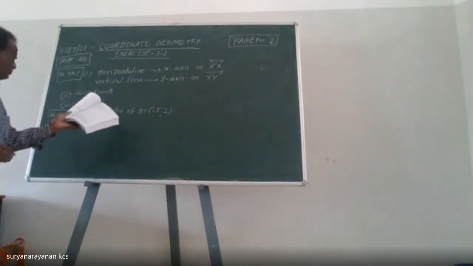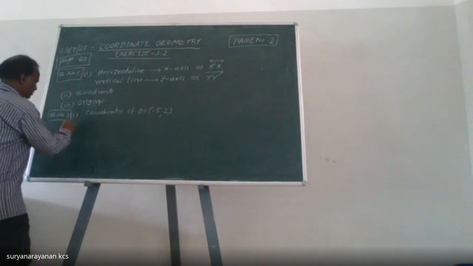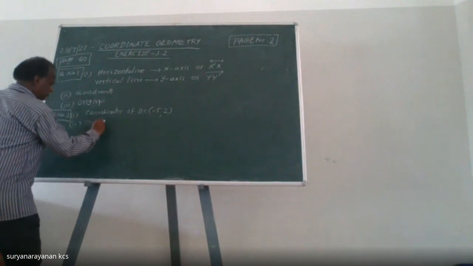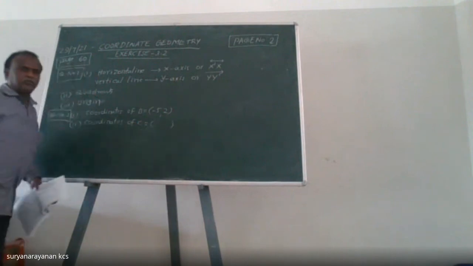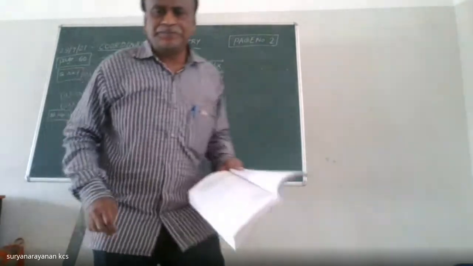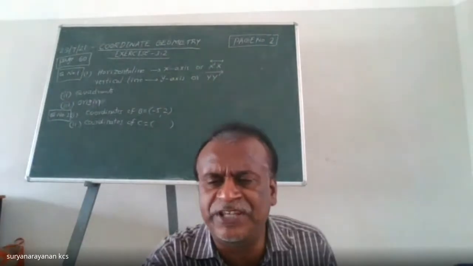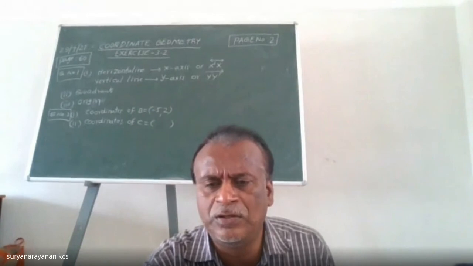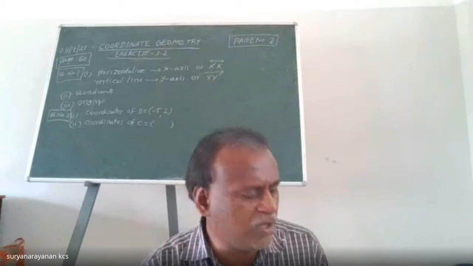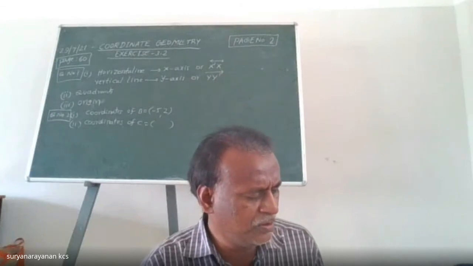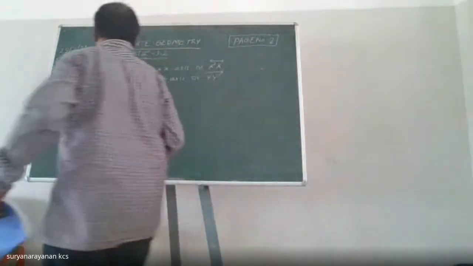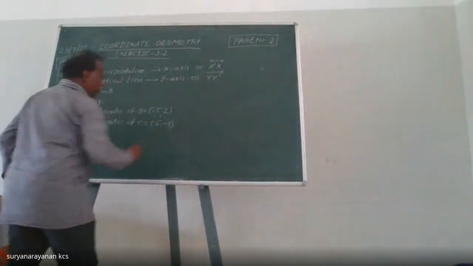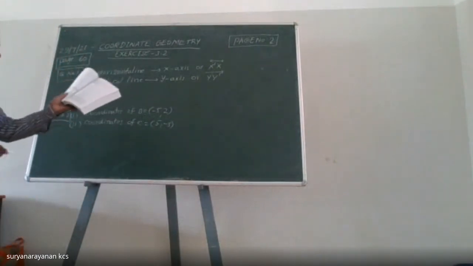Now come to the coordinates of C. What are the coordinates of point C? Sir, 5 comma minus 5. Very good. 5 comma minus 5. Now come to question number 3.